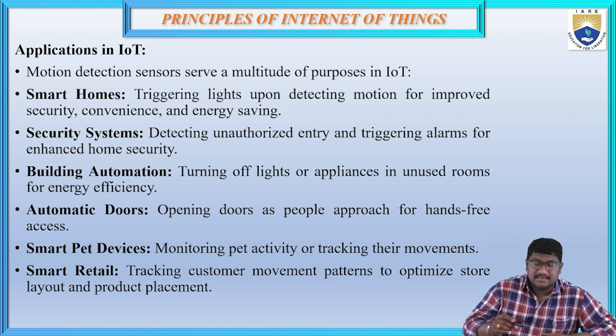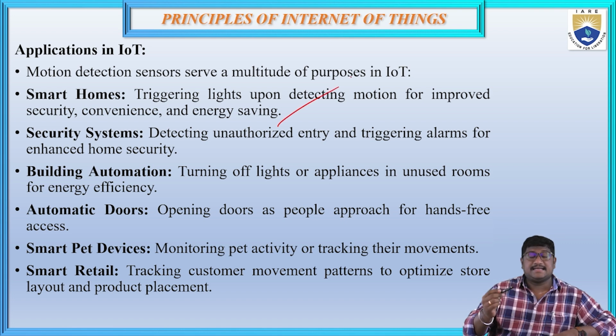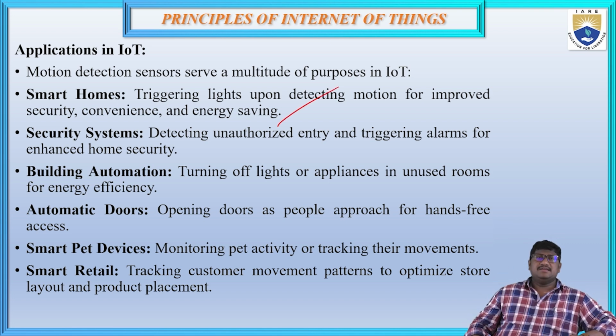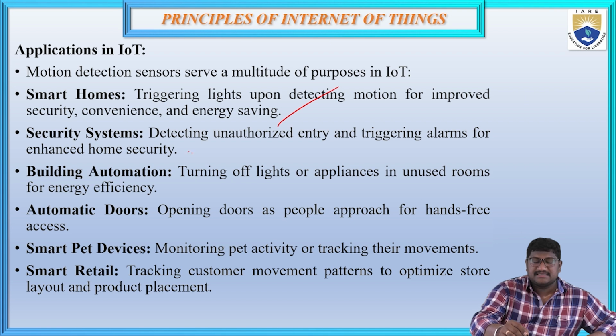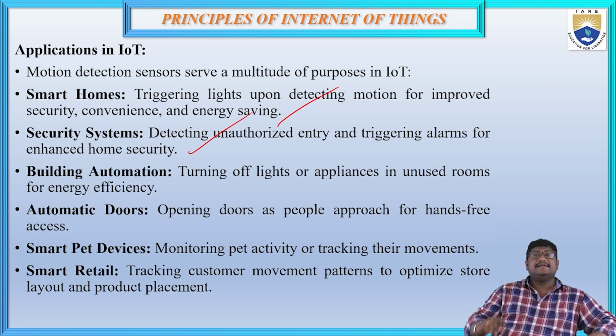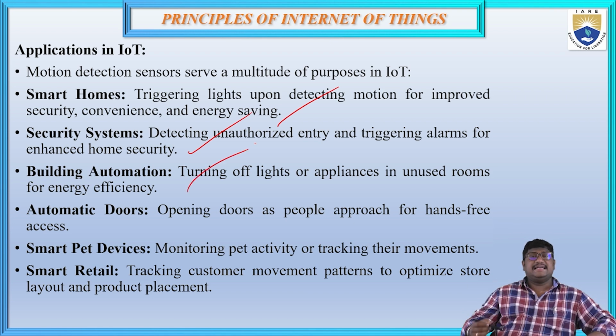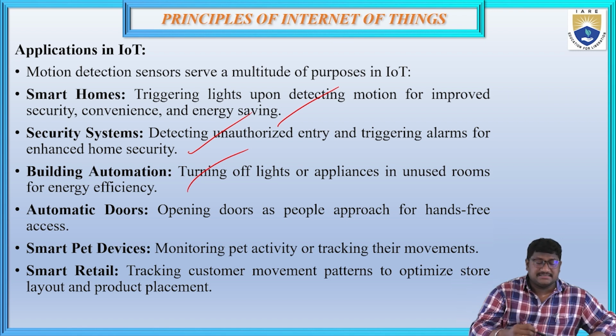Coming to smart homes, we can use these motion sensors for triggering lights by detecting motion, for triggering fans, for triggering security, for energy saving, and for your convenience. Coming to security systems, detecting unauthorized entry by triggering an algorithm improves your home security. Turning off the lights and appliances in unused rooms improves your energy efficiency.